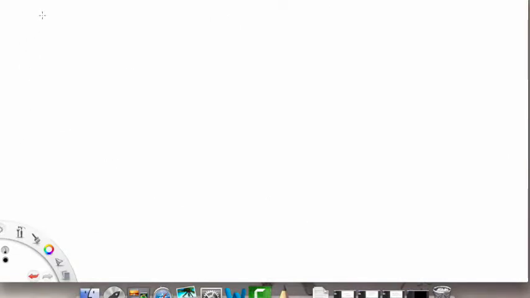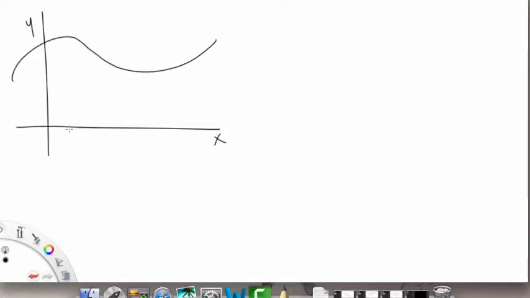Let's say I draw a bigger graph, with x and y, and some curve like this. Here's our A, and here's our B. Here's x sub 1, here's our x sub 2, that's a little bit further, and here's x sub 3, that's kind of close there. B is our x sub 4, and A is our x sub 0, or x naught.